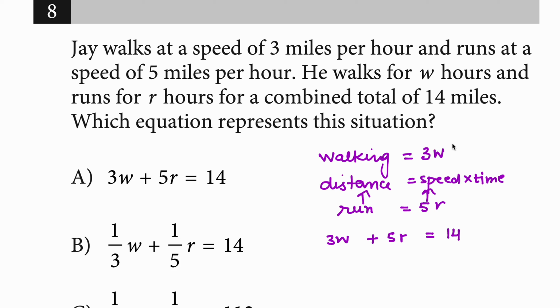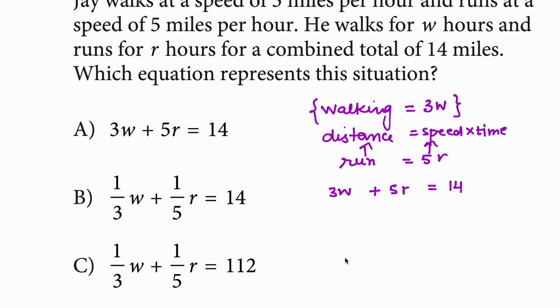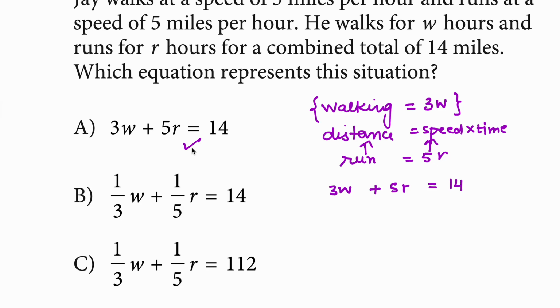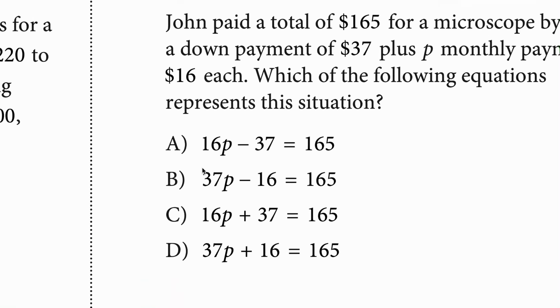14 miles. So you have to understand this thing in this question, that walking distance can be represented as speed times time. We have to see the question. So here walking distance is 3 miles per hour and W hours. So you have to just learn this concept. So this is our equation. Let's go to the options. Okay, A is the right option. Perfect. Let's come to question number 9.